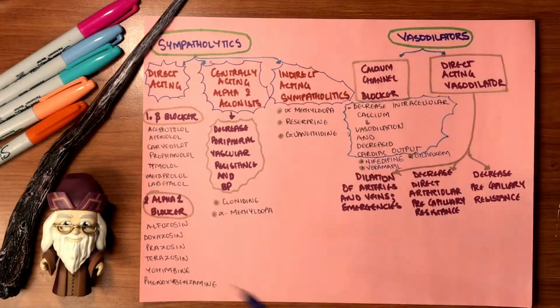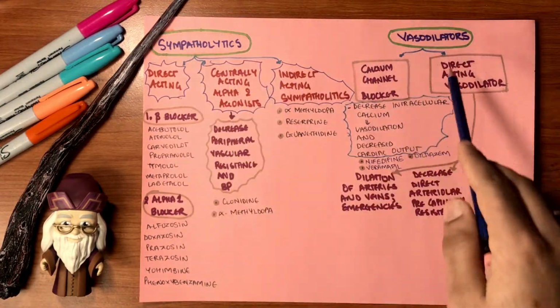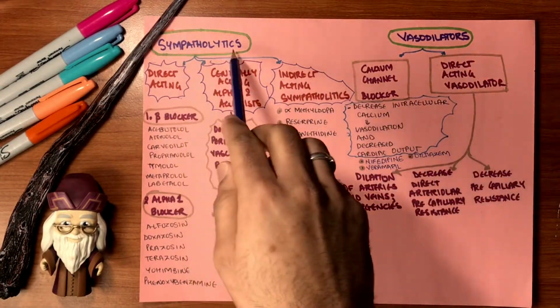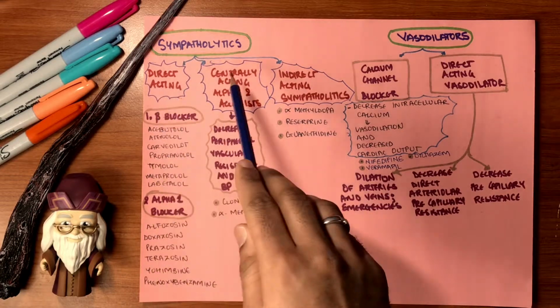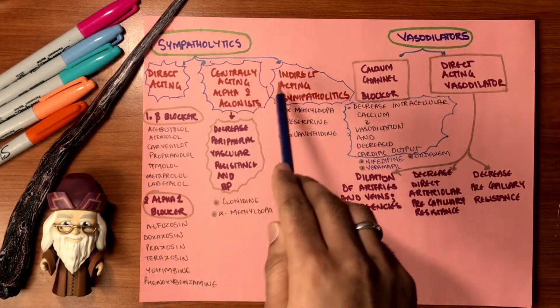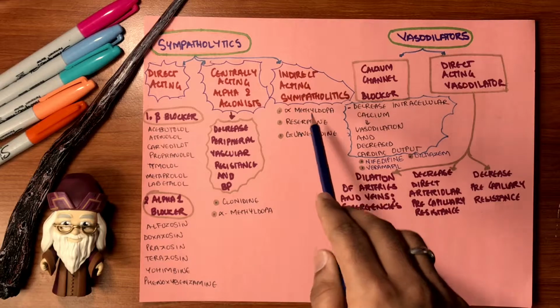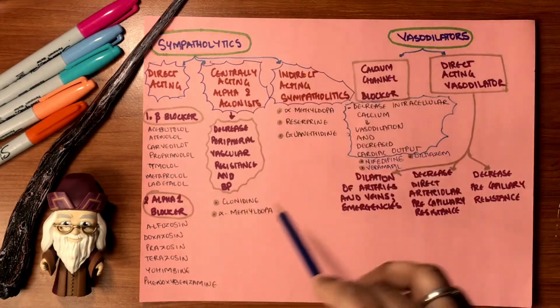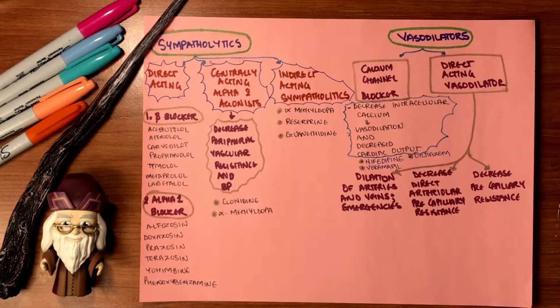Now, last two groups, sympatholytics and vasodilators. Sympatholytics are divided into direct acting, centrally acting alpha-2 agonists, and indirect acting sympatholytics. To understand the concept behind these drugs or the sympathetic system, we have a video on the sympathetic nervous system and parasympathetic nervous system that you may visit.